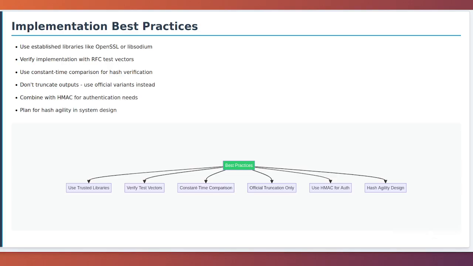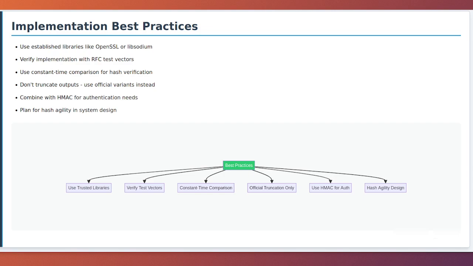Practice 3 is to use constant time implementations when hashing secrets. While SHA-2 itself does not require constant time execution for most applications, if you are using it in a context where timing information could leak secrets, for example, in certain HMAC applications, use implementations designed to resist timing attacks. Practice 4 is, do not truncate outputs yourself. If you need a shorter hash, use the official truncated variants, like SHA-224, rather than just taking the first n bits of SHA-256.